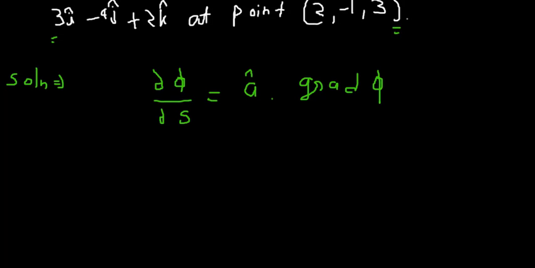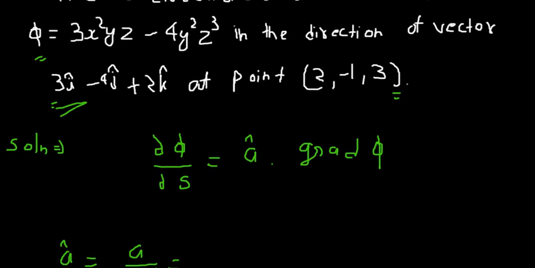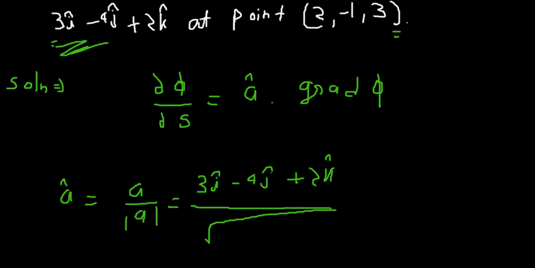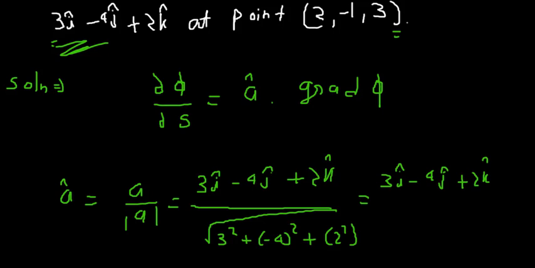So for a cap, we're going to have a divided by modulus of a, where a is the vector in the direction given. Let's write the value of a, which is 3i cap minus 4j cap plus 2k cap, upon modulus of a, which will be the square root of 3 squared plus minus 4 squared plus 2 squared. So 9, 16 and 4, the value will finally become root over 29. So this is the value of a cap.